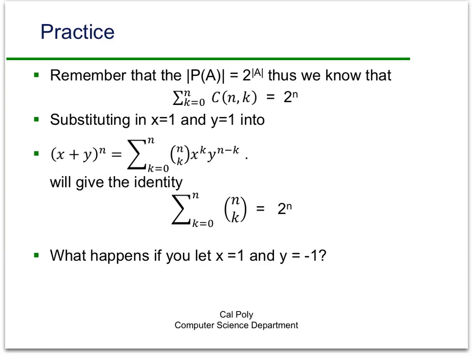So now, try and see what happens if you let x equal 1 and y equal minus 1. And do it for, say, n equals 4 and n equals 5. So do it for some particular examples. So hopefully this has helped you understand the relationship between the binomial theorem and subsets, and we're going to take this a step farther in the next screencast.